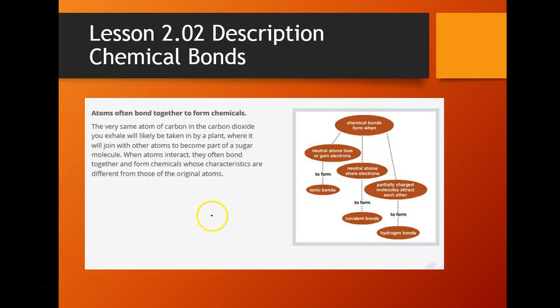So here's the overview of what we'll be going over today. We're going to be going over different types of chemical bonds. So we'll be talking about ionic bonds, covalent bonds, and hydrogen bonds. We're going to talk about the differences between all of these bonds and some examples of each.